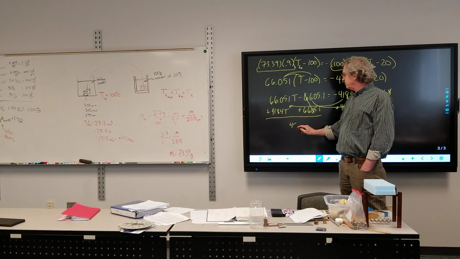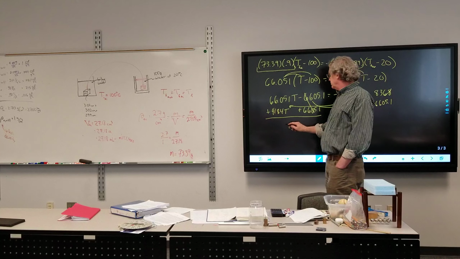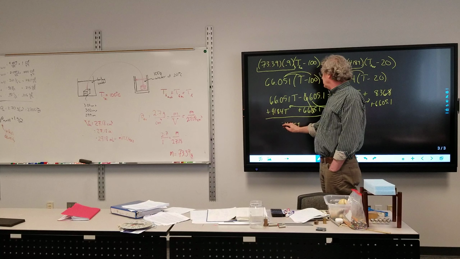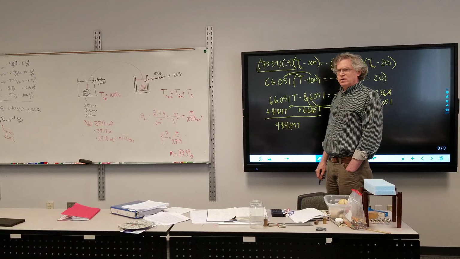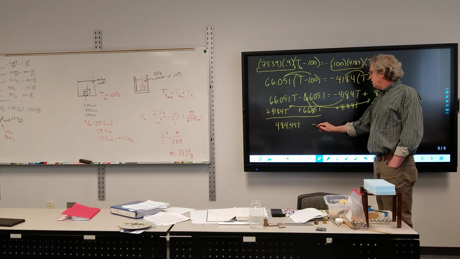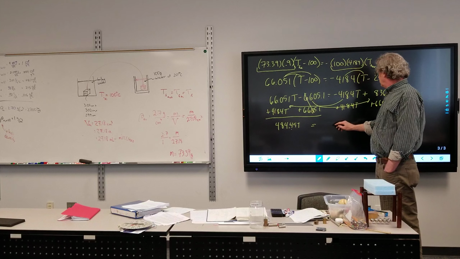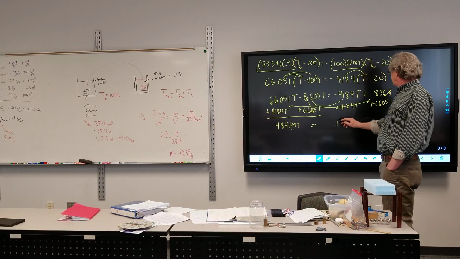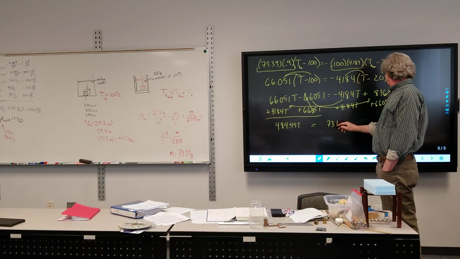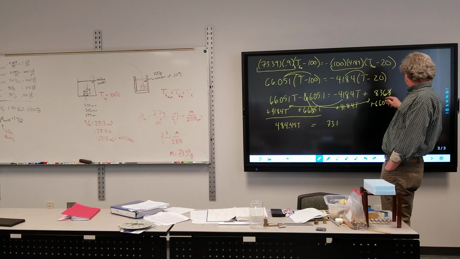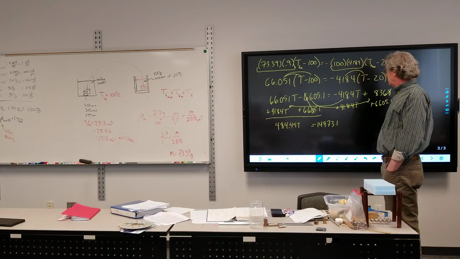So 484.45 T. And then over here, 8368 plus 6605.1, so 8, 5 is 13, carry the 1, 7. 14,973.1.